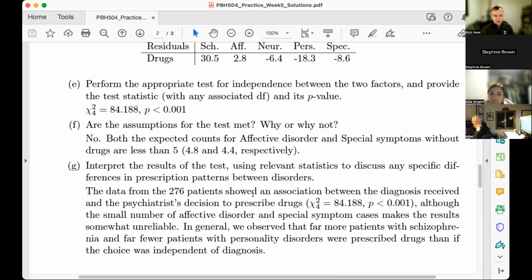But in general, you'd say there's an association, there's statistical evidence for association. We could say with statistical significance. I don't mind if you use the term significance, that's fine. Statistically significant association.